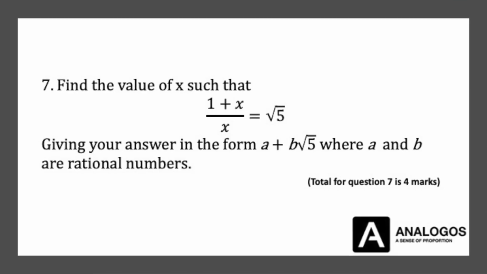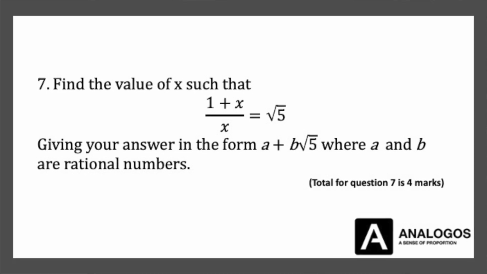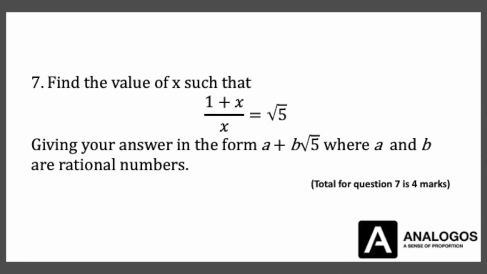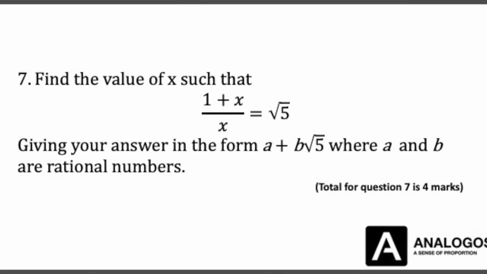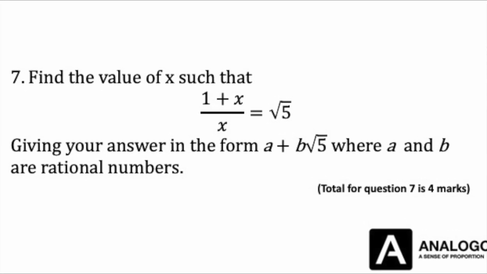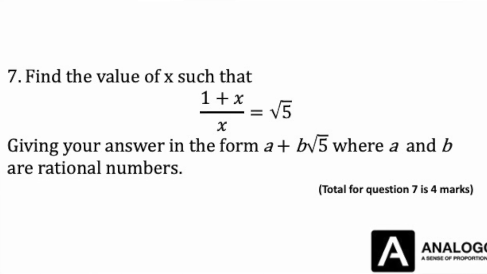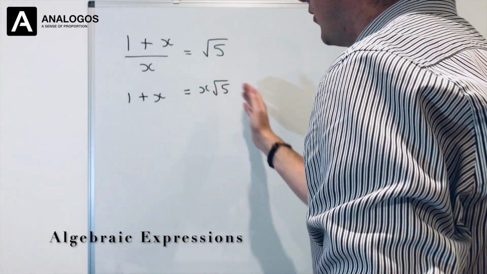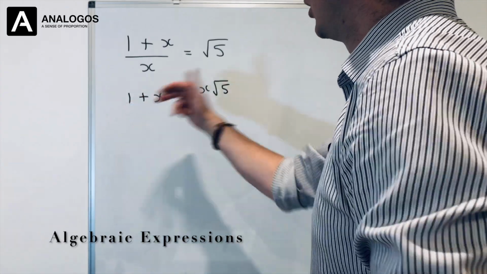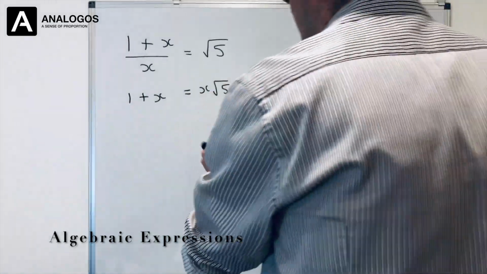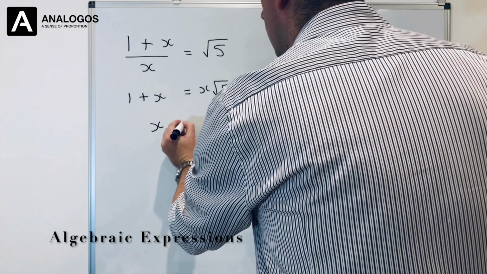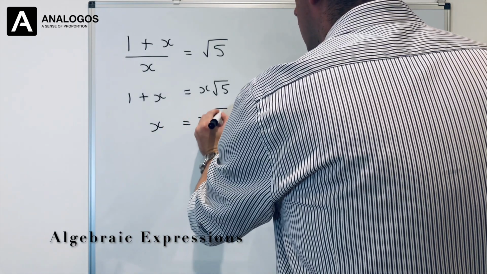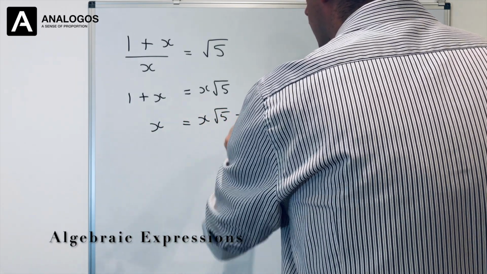Okay, so any question that says find the value of x means you've got to isolate x. So you want x typically on the left hand side, so your final answer would be x equals something. So I would get all the x's on the left hand side and all the other numbers on the right hand side. So I'll take x minus x root 5 over to the left hand side, and I'll take 1 over to the right hand side, one bit at a time. So first of all, maybe I'll take the one across first. So we'll say x equals x root 5 minus 1.